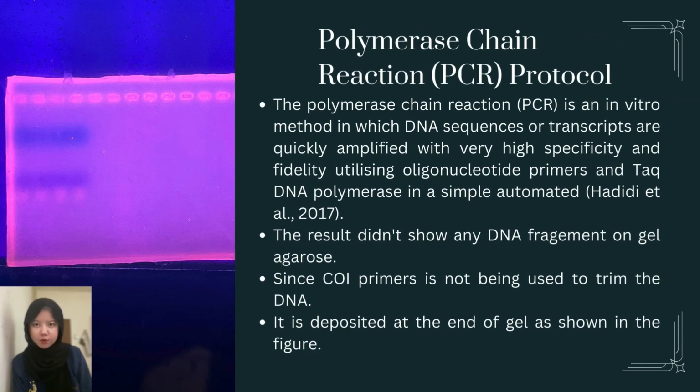So next is the PCR protocol. The polymerase chain reaction, which is known as PCR, is an in vitro method in which DNA sequences or transcripts are quickly amplified with very high specificity and fidelity, utilizing oligonucleotide primers and Taq DNA polymerase in a simple automated process, as stated by Hadidi et al. 2017. The result did not show any DNA fragment on the agarose gel. Since the COI polymerase was not used to amplify the DNA, it is deposited at the end of the gel, as shown in the figure.